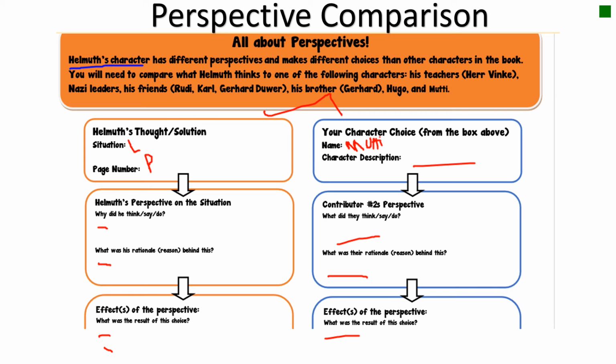And then what did they say, think, or do? And then what do you think their rationale could be? That one's not always stated. Sometimes you have to think about it, but you want to put yourself in that person's shoes. And then what was the effects of their outcomes?